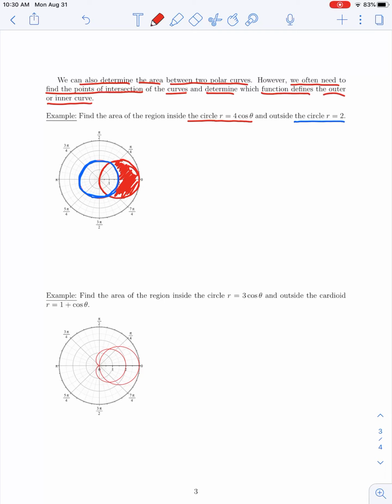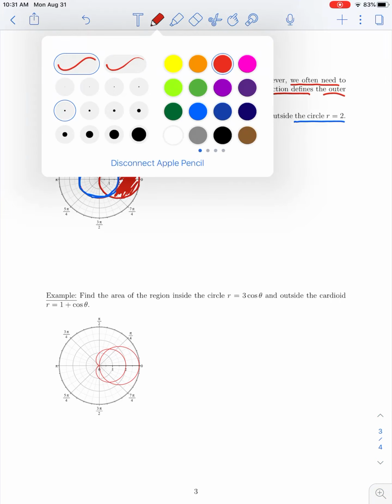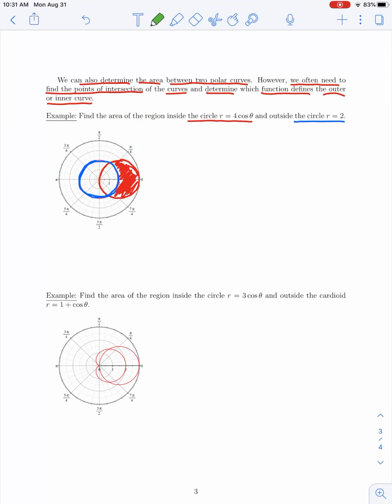Now, in order to determine that area, we're going to integrate the difference of those two functions, that is outer function minus the inner function, over the theta interval which defines our region. So that's what we need to find. What is our theta interval describing that region? We can see that it ranges from theta equals some angle measure given here where those two curves intersect, up to theta equals a similar angle measure, just finding the other point of intersection of those two curves.